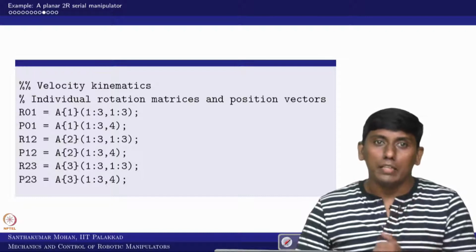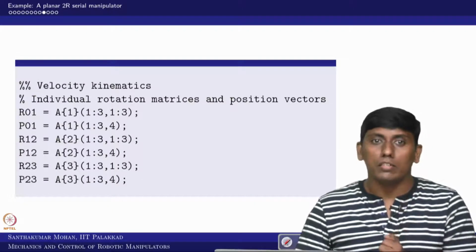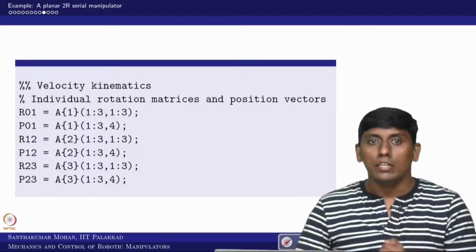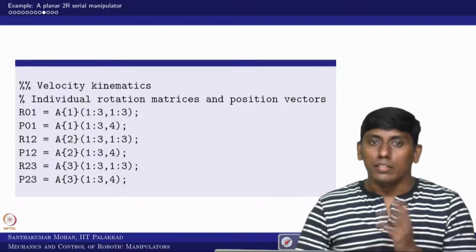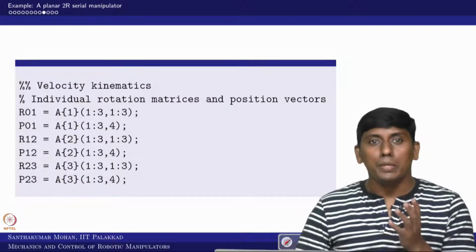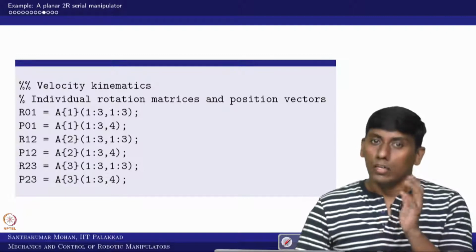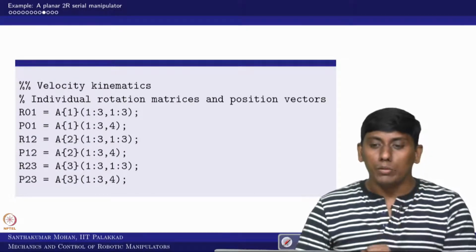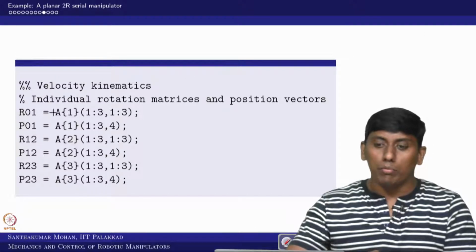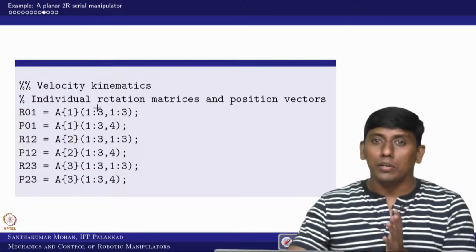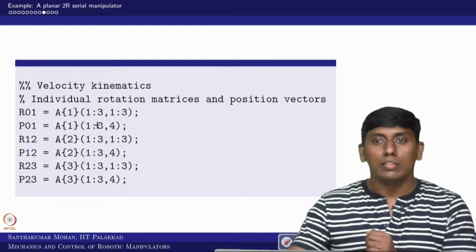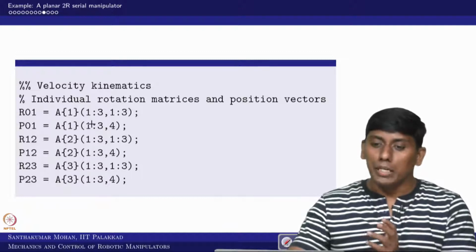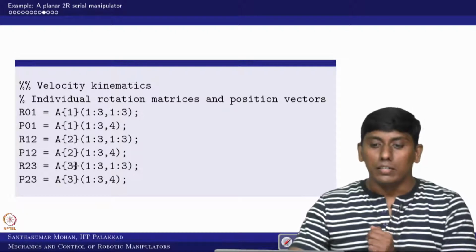For that we are taking the rotation matrices and position vectors which we have obtained from the previous simulation code, where A would be the cell array having 3 cells. Each cell has a rotation matrix and a position vector. For example, if you take A1, which is the first cell, the first 3 cross 3 corresponds to the rotation matrix, and the first 3 entries of the 4th column are the position vector. This we all know. The same way we can do it for the second cell and the third cell.